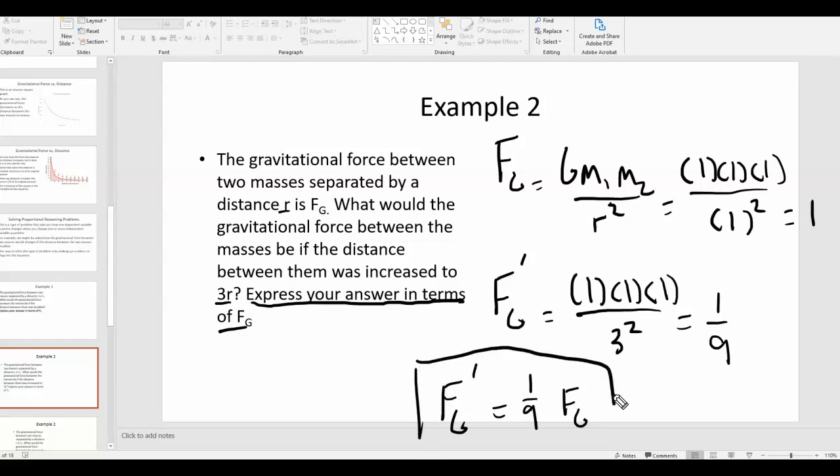Okay, in other words, if you take two objects and you triple the distance between them, the force of gravity decreases by a factor of 9. Okay, it becomes 1/9 the original value. Okay, so pause it there if you need to look at that some more.